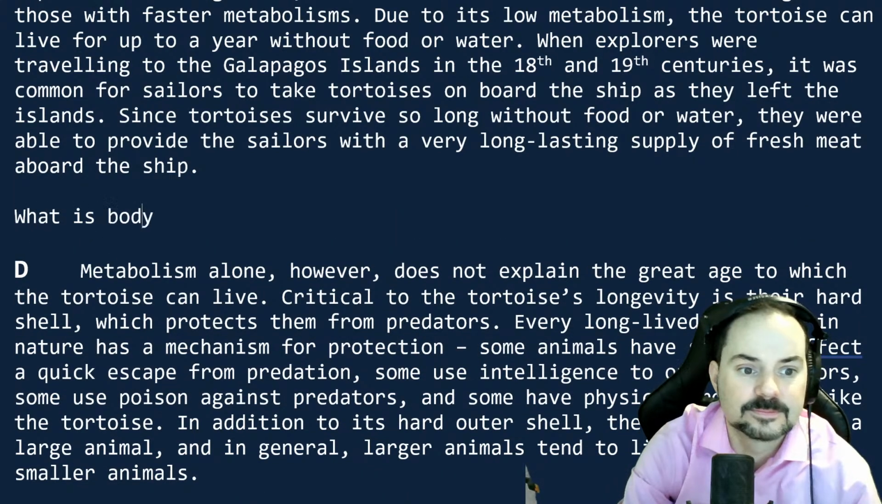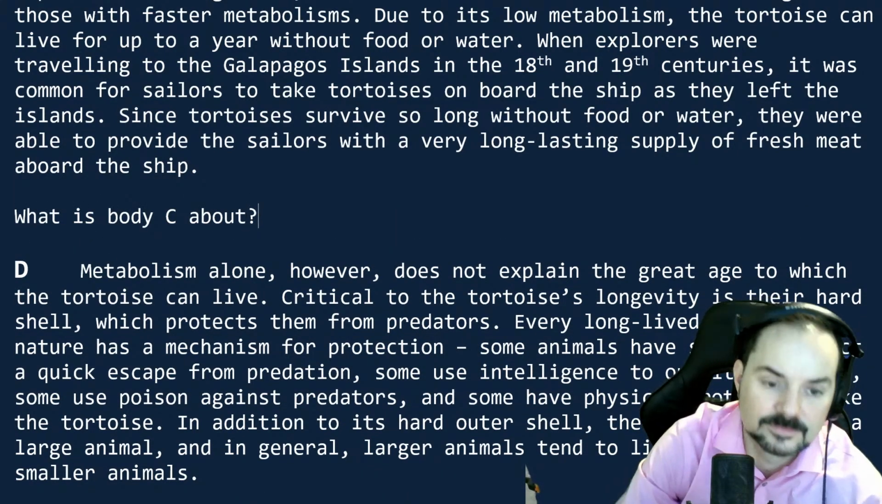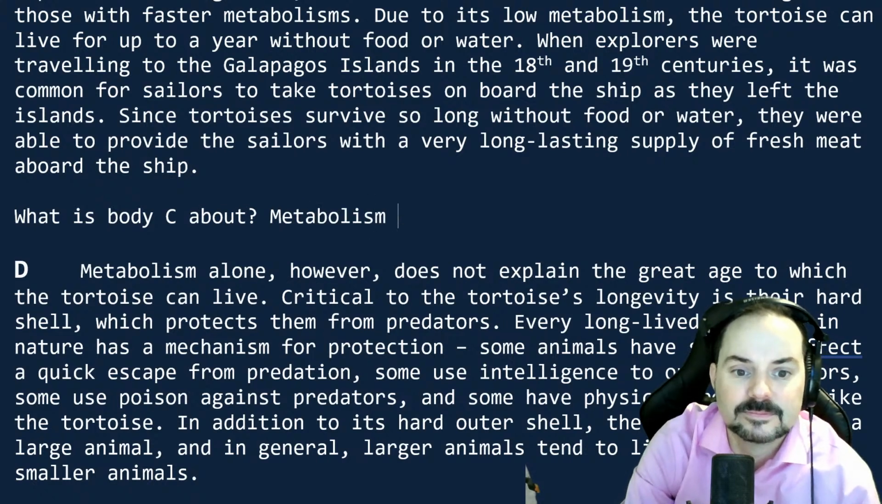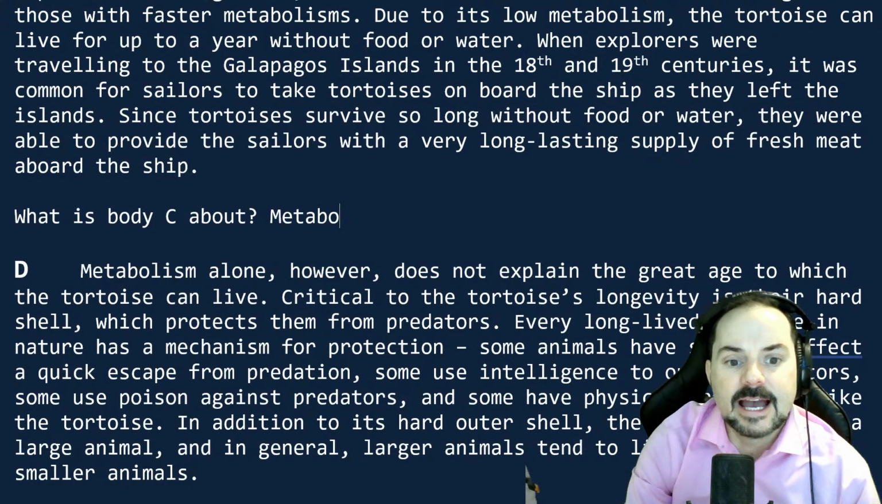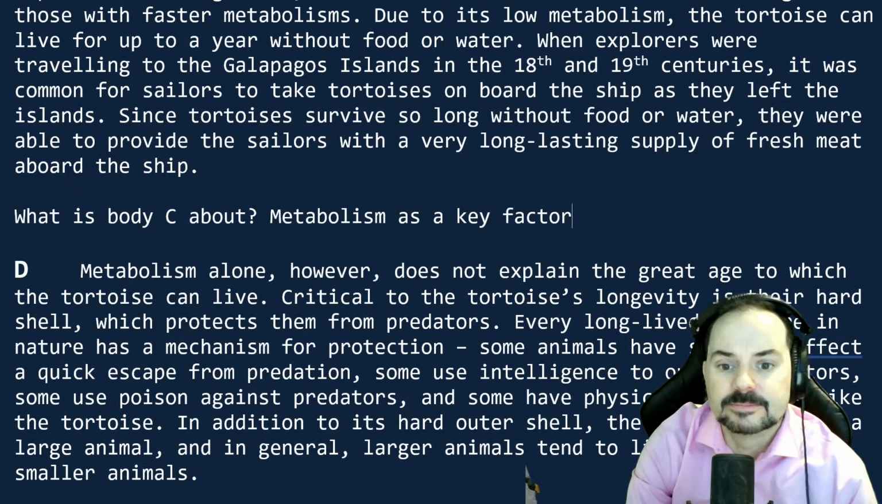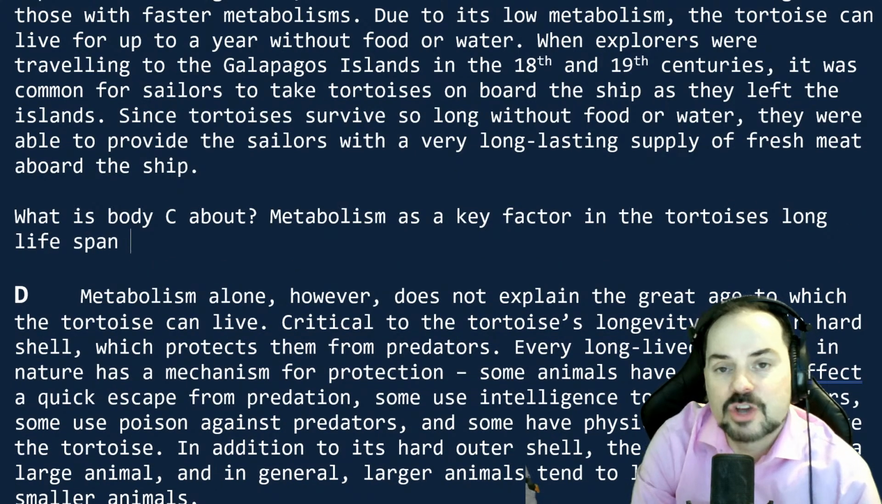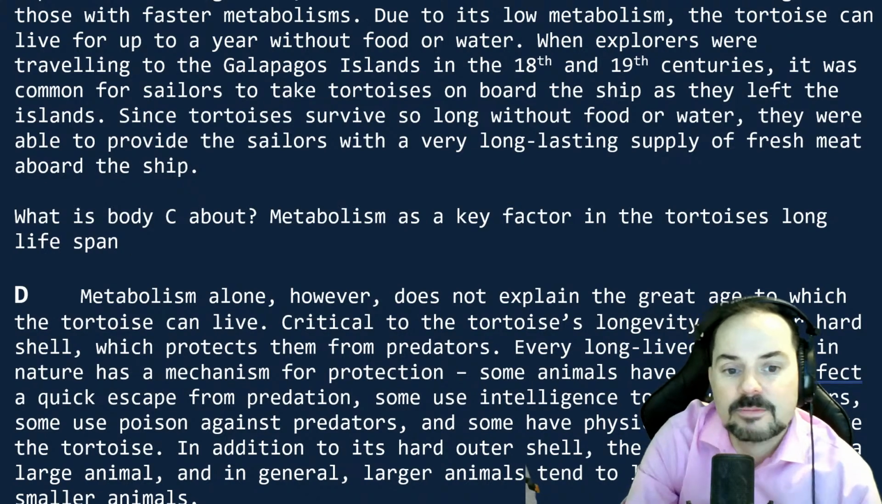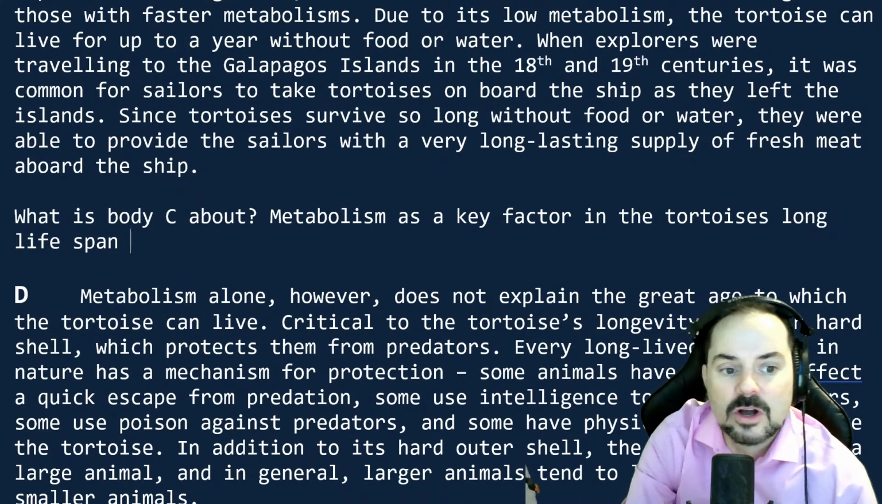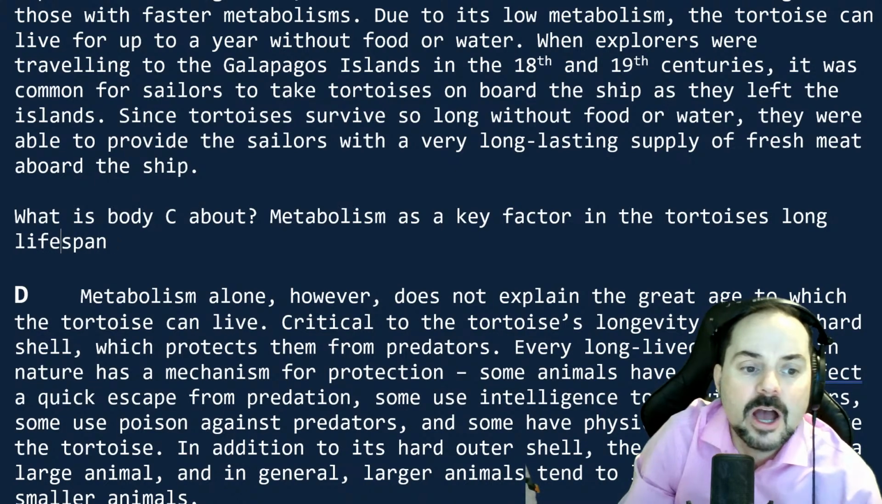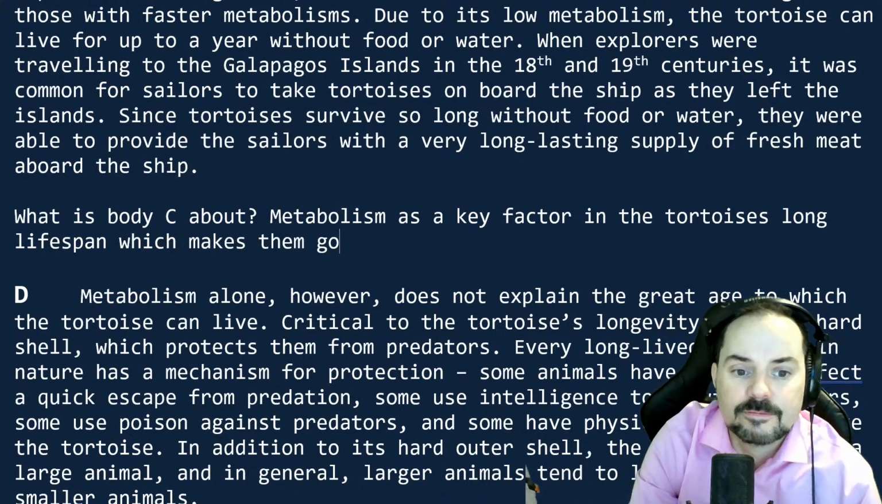About how metabolism influences their lifespan. Okay, so metabolism as a key factor in the tortoises' impact on their longevity. Lifespan, and I would even try to squeeze a bit of the example in there. So metabolism as a key factor in the tortoise's long lifespan. Lifespan should be one word. Lifespan, which makes them good food for sailors, right?